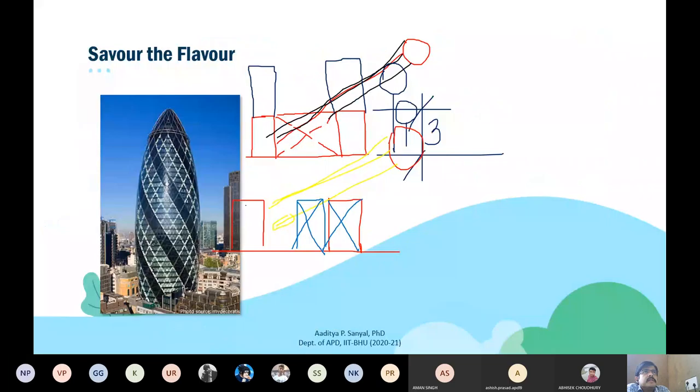Can anyone tell me which building is this? Anyone, any guess? So it's in London. Okay, fine. The Gherkin. That's because it's a biomimicry of that. Okay, anyone else can tell me? Anyone else could give a name? Someone has specified the location, someone is giving the popular name. The St. Mary Axe. 30 St. Mary Axe.